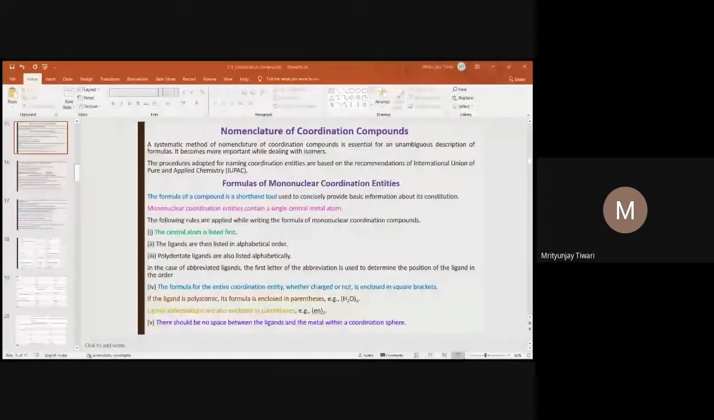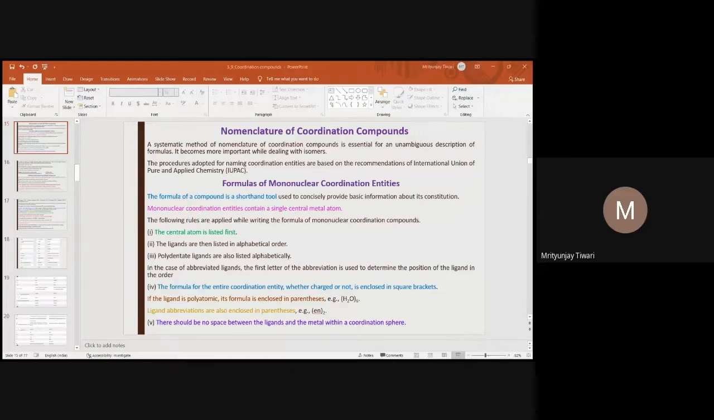So we start with the square bracket. We open the square bracket and write the symbol of the central metal, and then we write the symbols of the ligands, and the symbols of the ligands should be written in alphabetical order. Whatever the chemical formula of the ligand is, the first letter we will compare for the alphabetical order. For example, anyway, we'll see that later on.